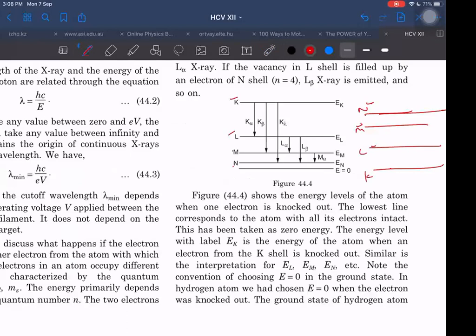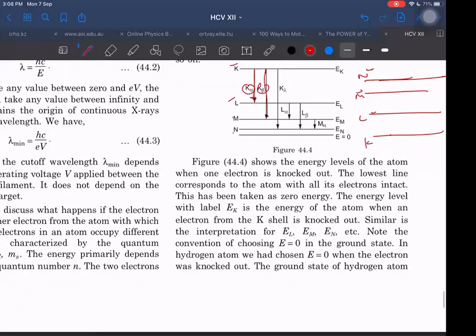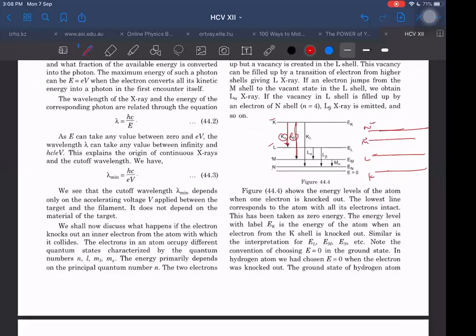So when it is a K to L transition, then it is K alpha. When it is a K to M transition, then it is K beta. Sir, L to K is K alpha, K to L, then it is K alpha, sir. What do you mean by L to K and K to L? Can an electron go from K to L? No, an electron will never go from K to L. It will always come from L to K. Yes, sir. So the diagram is made like this, but it does not mean it is coming from K to L. It is always coming from L to K.